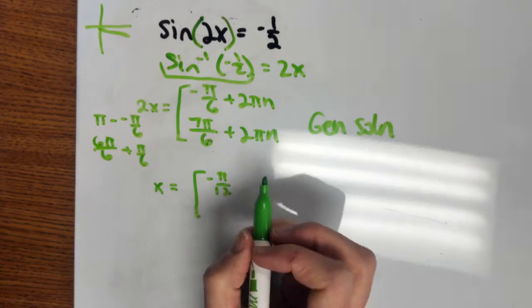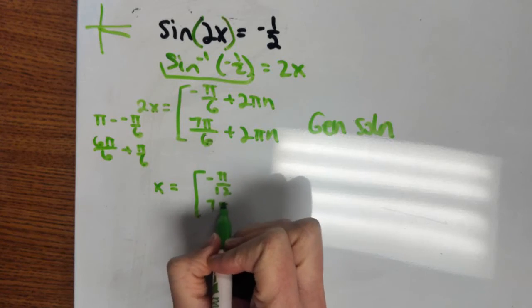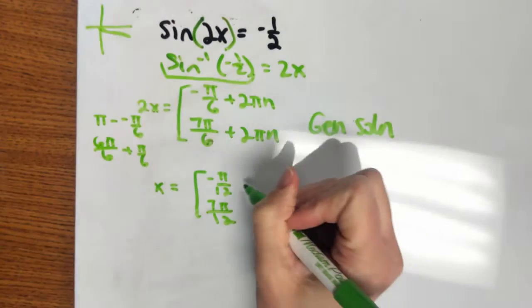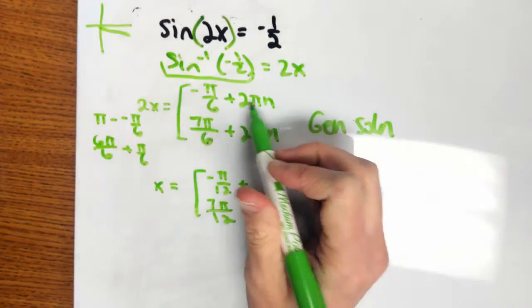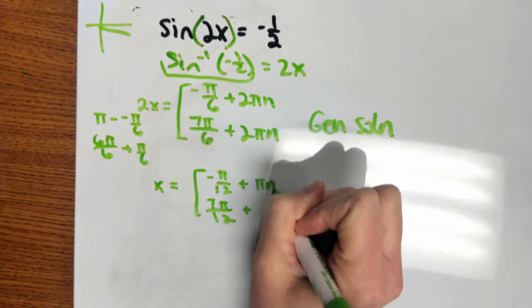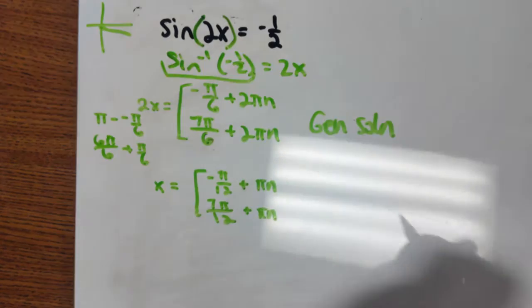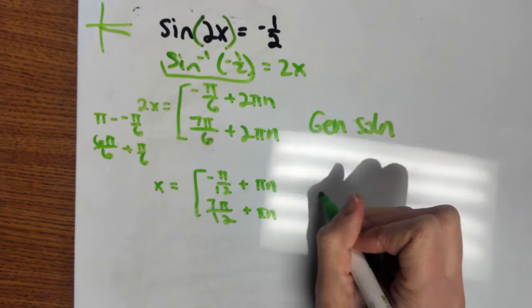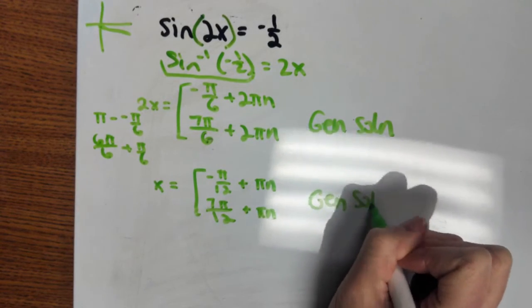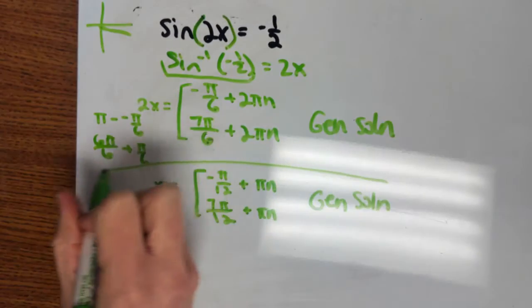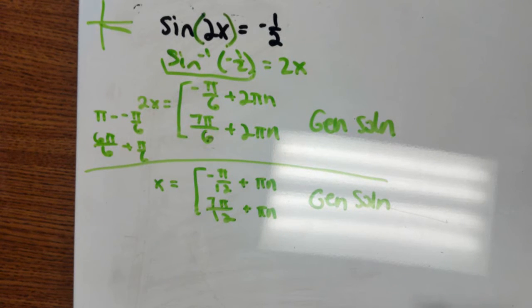Most people are okay with that. And it's also going to give me 7 pi over 12. But it's going to cut this period also by 2. So plus pi n now. Plus pi n. So this is my final general solution right here. So everything above that was just a step to get there.